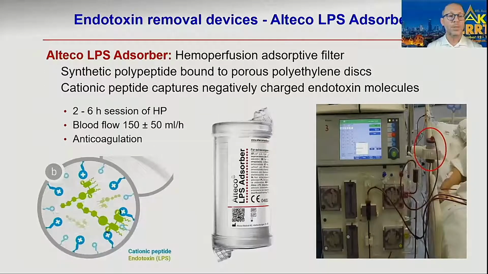The other one is the Alteco RPS adsorber. It is also a hemoperfusion adsorptive filter, but instead of polymyxin B, which is known for its efficacy but also for toxicity, a synthetic polypeptide bound to porous polyethylene discs is used. The cationic peptide captures negatively charged endotoxin molecules. The treatment time should be between 2 and 6 hours, and the blood flow around 150 milliliters per hour.